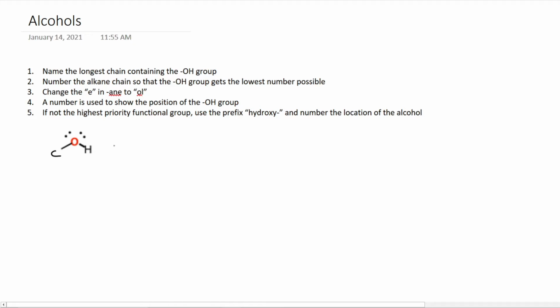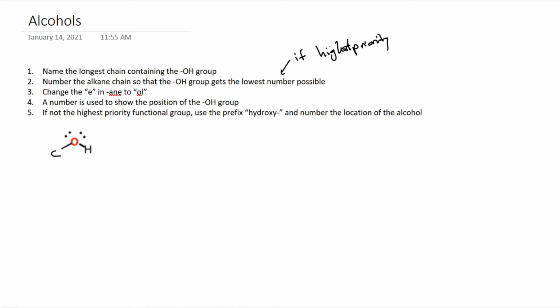So the rules are as follows. Name the longest chain, the parent chain containing the hydroxyl or the alcohol group. Number the alkane chain so that the OH group gets the lowest number possible. And that's if it's the highest priority functional group. Then we give it the lowest number possible. If there are functional groups with an even higher priority, we want to give those ones the lowest numbers.